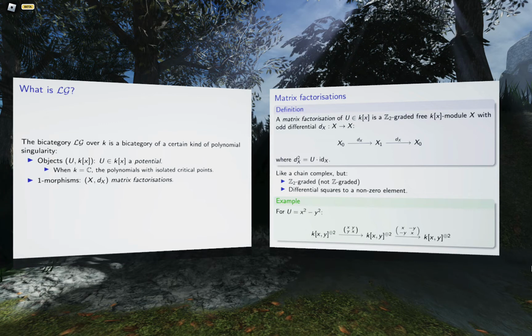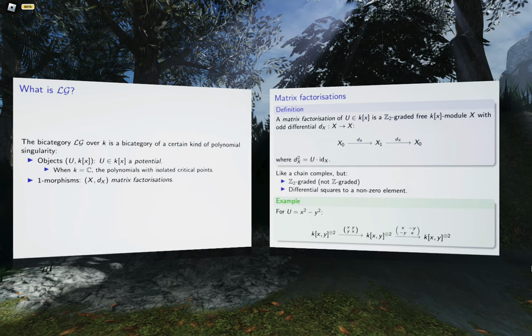Its objects are pairs. One of the things in the pair is a polynomial ring, multivariate, and the other thing in the pair is a polynomial in that polynomial ring. And it's a special type of polynomial called a potential. And when k is the complex numbers, then these potentials are exactly the polynomials which have isolated critical points. Okay. The one morphisms in this bicategory are these objects called matrix factorisations.